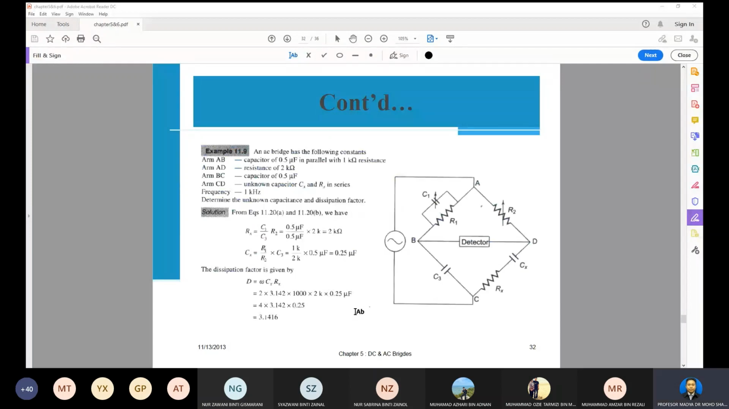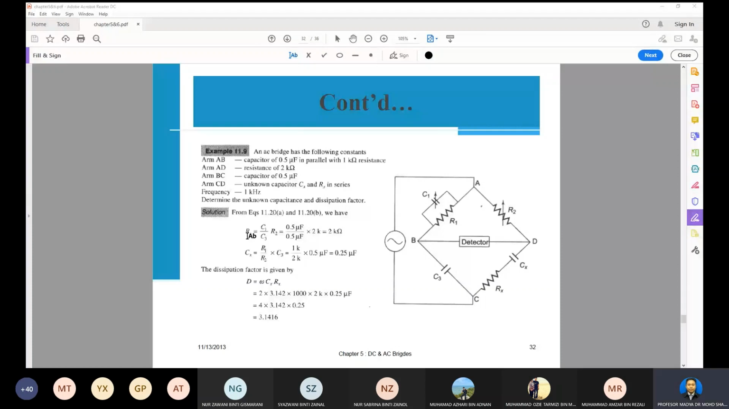So for example, we have an example like this. All the values will be given here: R1, R2, and C3. We have to calculate Rx and Cx, using the formula. This is just straightforward using the formula.